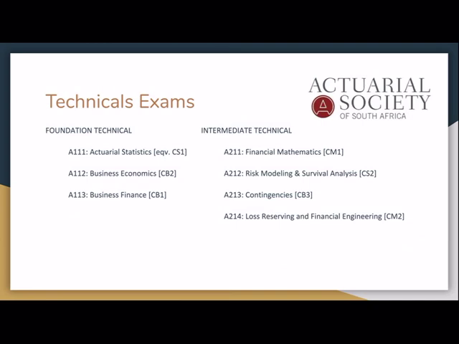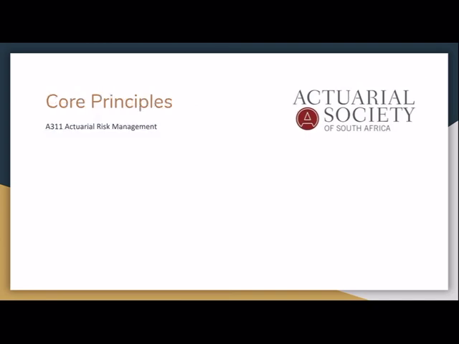But you also have an option to write them through ASSA, or you can get exemption through the university. These include actuarial mathematics, business economics, business finance. These are all foundation technicals. And you also have intermediate technical studies: financial mathematics, risk modeling and survival analysis, contingencies, loss and financial loss reserving, and financial engineering. Most of these are offered in second year and final year. And you also need to get 60% in the exam in order to qualify.